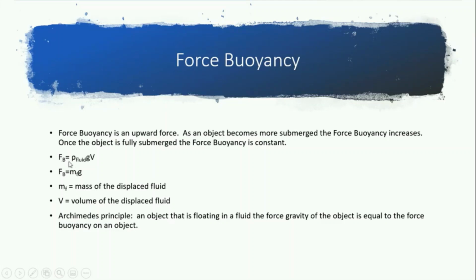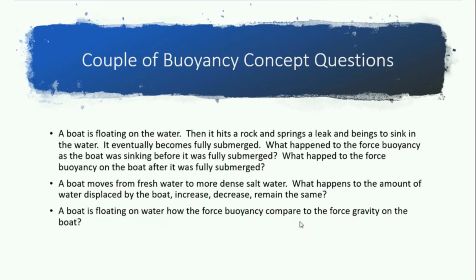There are two equations we can use for force buoyancy. Force buoyancy on an object is equal to the density of the fluid times gravity times V, where V is the volume of the fluid displaced. The other way you can figure out force buoyancy is the mass of the fluid multiplied by gravity. That's called Archimedes' principle. It says that for an object that is floating in a fluid, the force gravity of the object is equal to the buoyancy of the object. So the force gravity going down on the object is equal to the force buoyancy pushing up on the object.